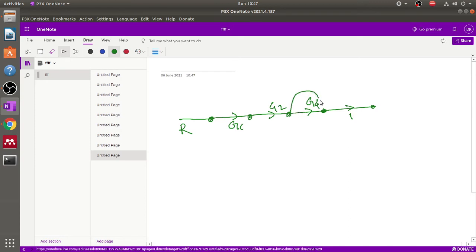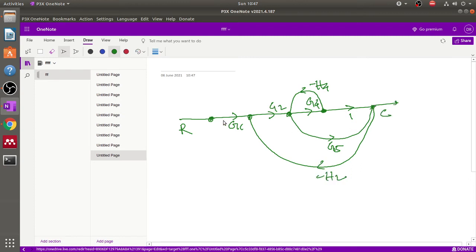and from here to here minus H4, a unity feedback is present, and from here to here G5 is another forward path, from here to here minus H2 is a feedback, this is output C, and from here to here there is another forward path known as G3. Okay, right? Now we analyze the circuit signal flow graph.